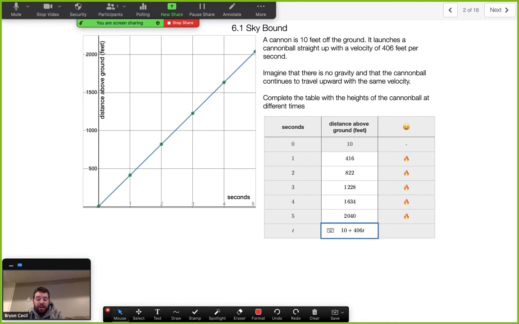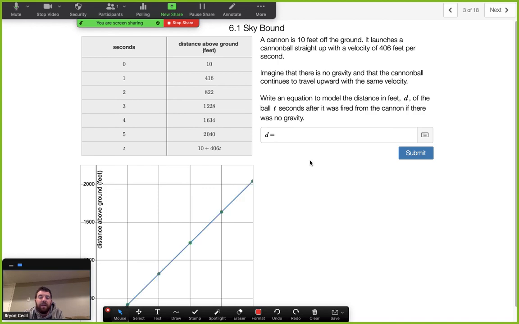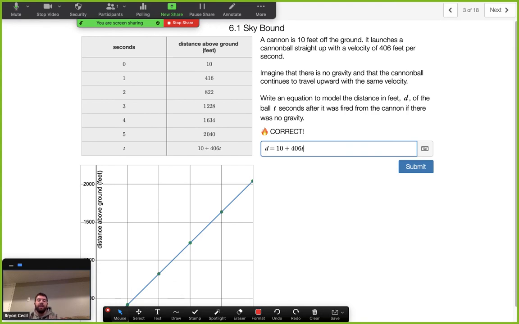It's a straight line, so that means it is linear. And so if we are writing that equation, the distance would be that 10, which is our initial start, plus the 406t, because the 406t, that is the velocity, how fast we're going every single time.